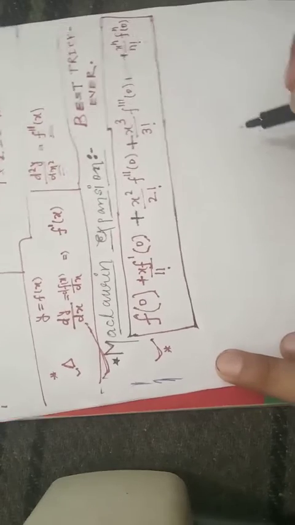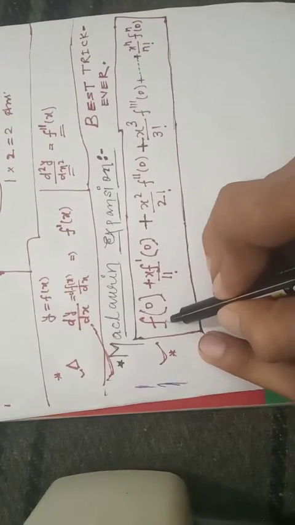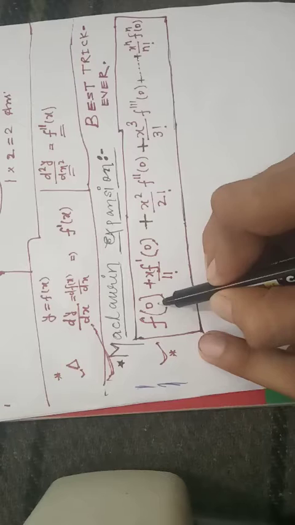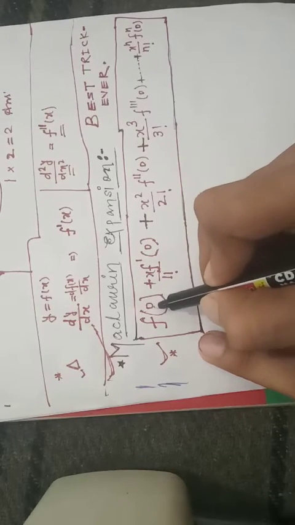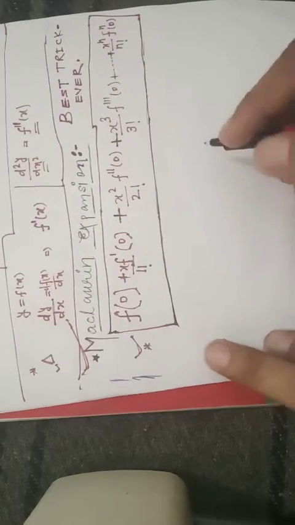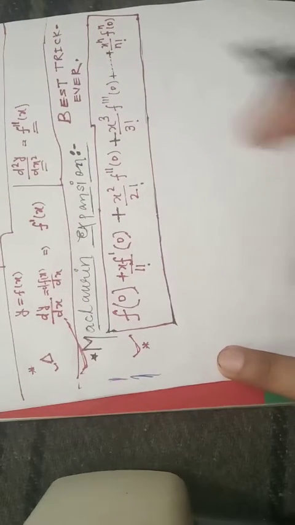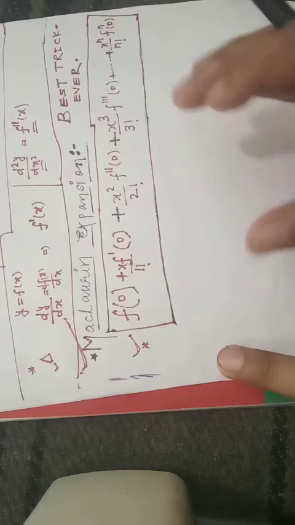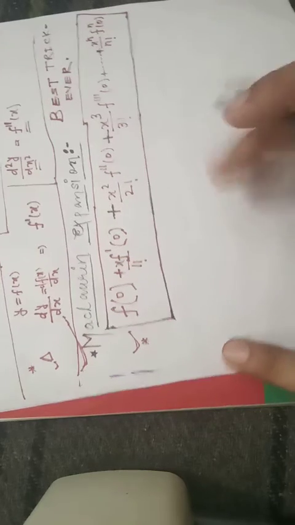Okay, then here f(0). Whatever function you are given, you have to put 0. Whatever function you have been given, first of all I would like to tell you how it will be valued.